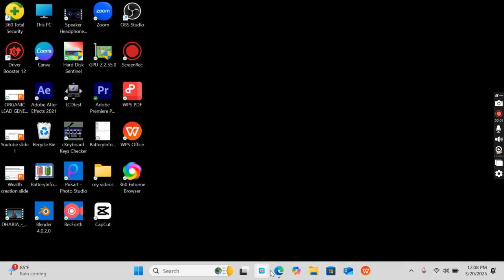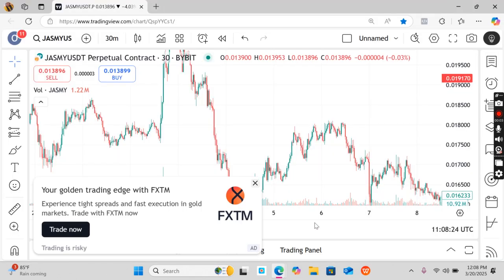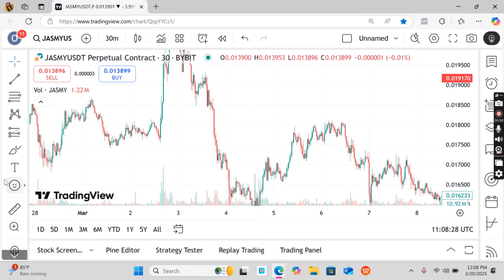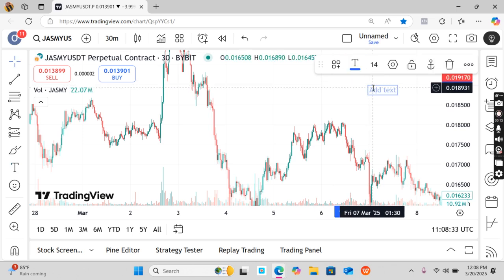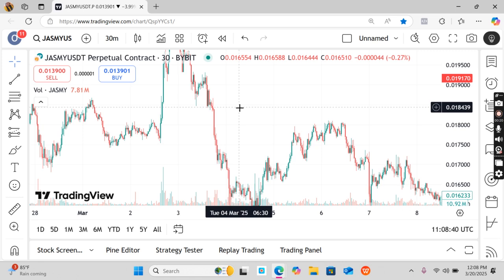So let's learn how to trade imbalances and fair value gap. Imbalances, you know how to spell imbalances. Balance, then IM before the balance, that's imbalances. Then the other one is fair value gap, FVG. That's what we're going to be learning today, how to trade imbalances and fair value gap.